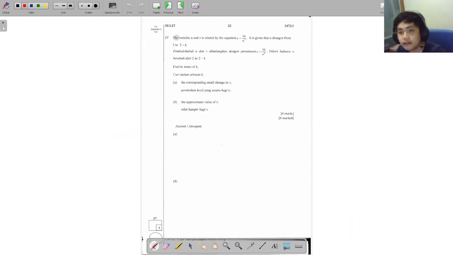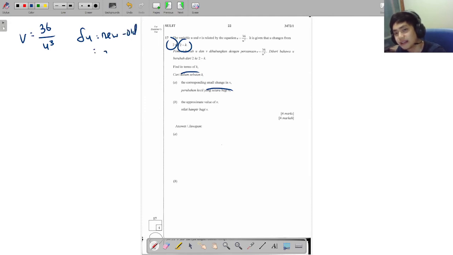Question 17. The variables u and v are related by the equation v equals 36 over u cubed. u changes from 2 to 2 minus k. Find in terms of k the corresponding small change in v. We know the small change of u, delta u, is the new minus the old, so it's 2 minus k minus 2. So it's just negative k.